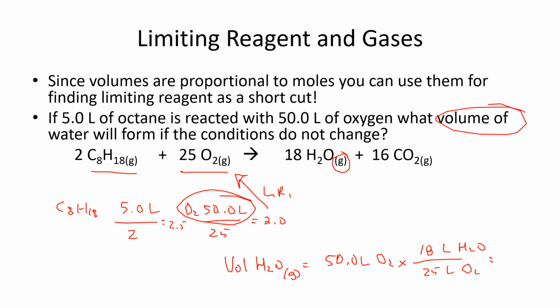And so that ratio will work out to 50 times 18 divided by 25 equals 36 liters of water vapor will be formed. There you go.